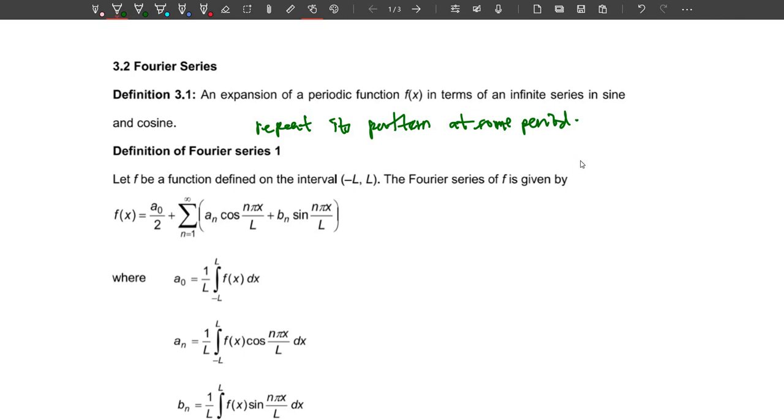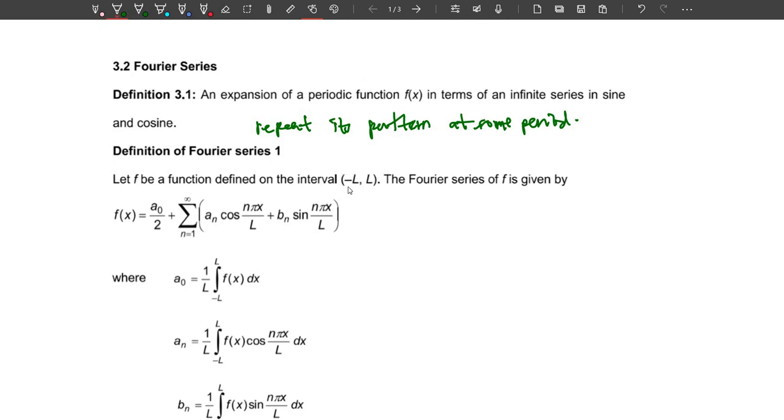As you can see for electronics or signal waveform, we have many waveforms. That means some wave repeats at periodic times. That's when we use Fourier series. Okay, the definition of Fourier series.